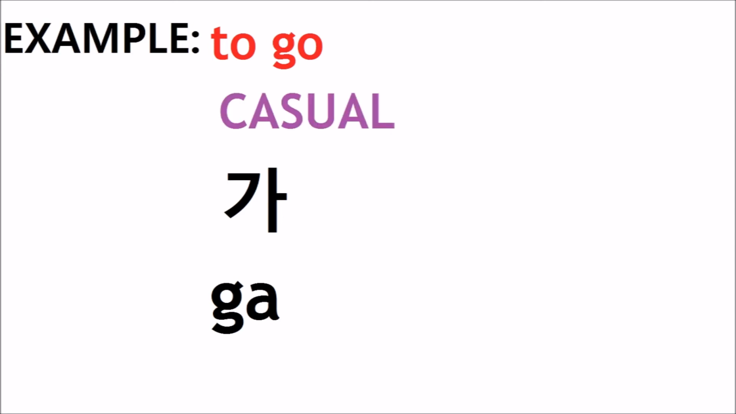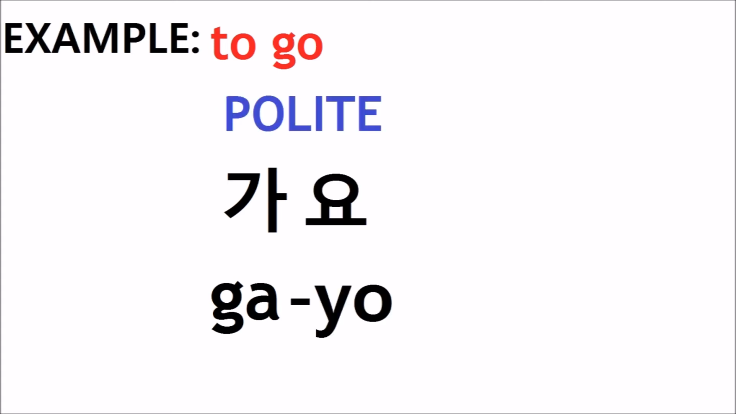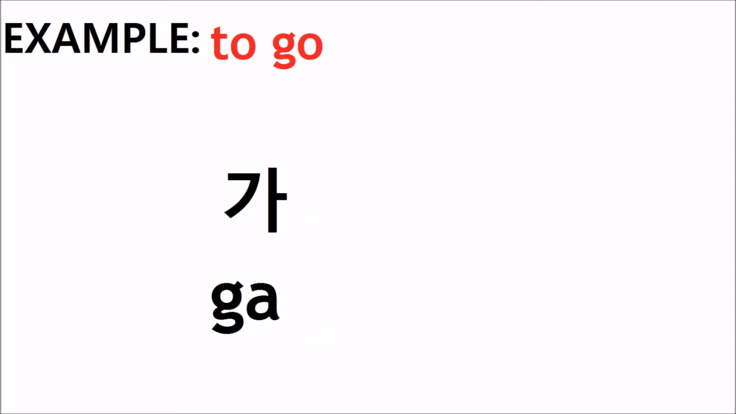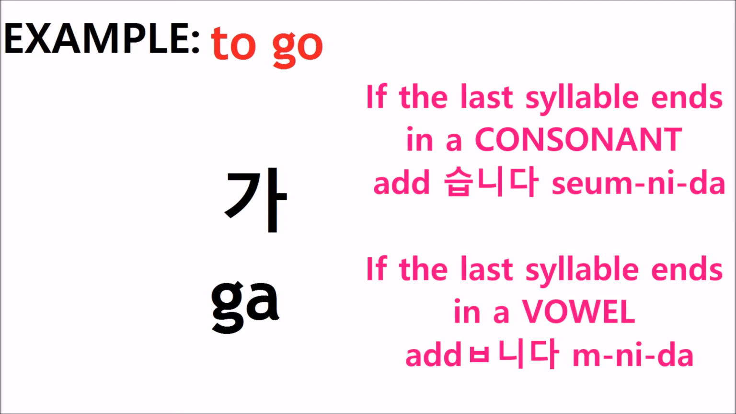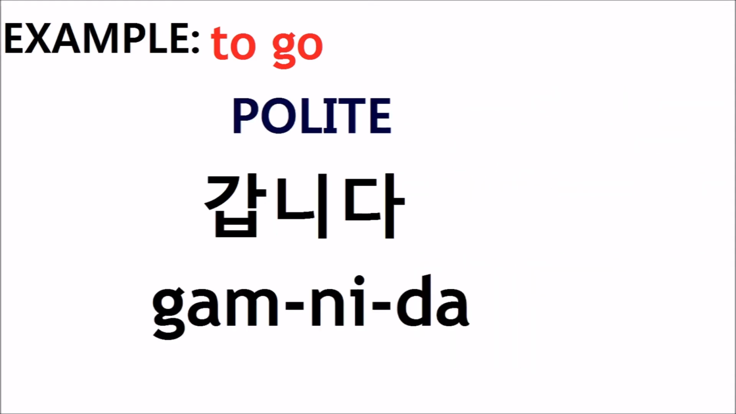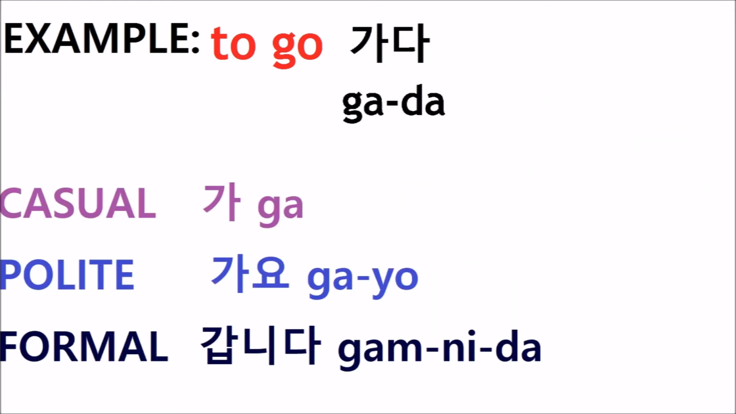We have made the casual present tense of go, ga. And as usual, we make it polite by adding yo, ga yo. And the formal form, as I said before, adds simnida to roots that end in consonants and umnida to roots that end in vowels. Komnida. And there we have the casual, polite, and formal forms of the present tense of an verb which has a verb root that ends in a.